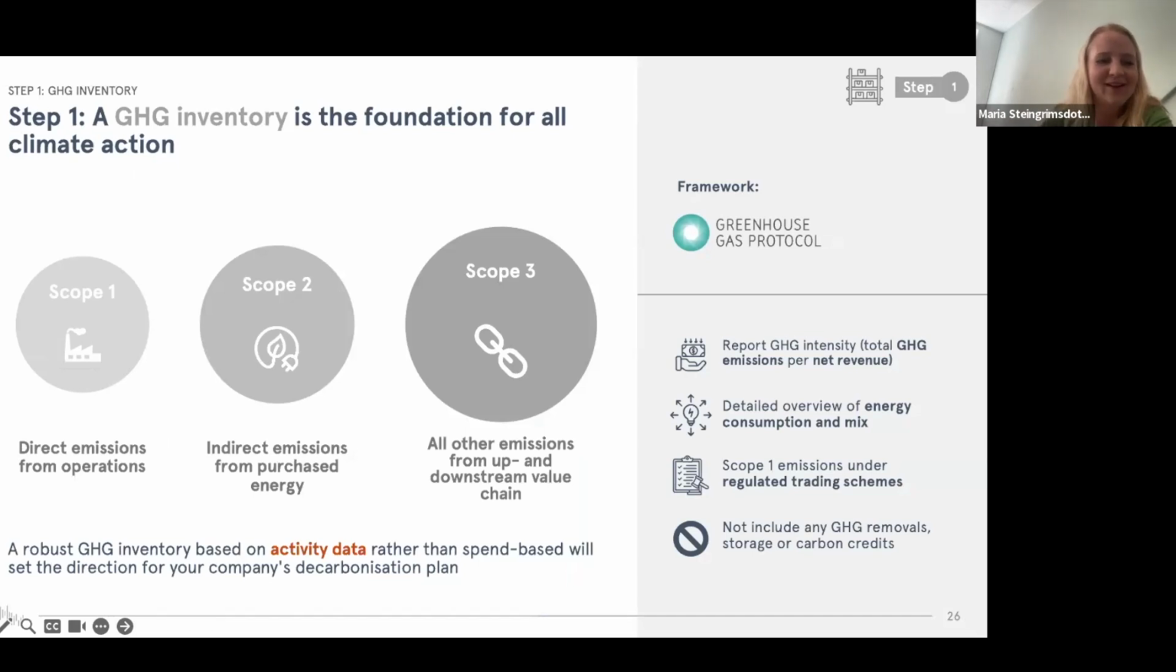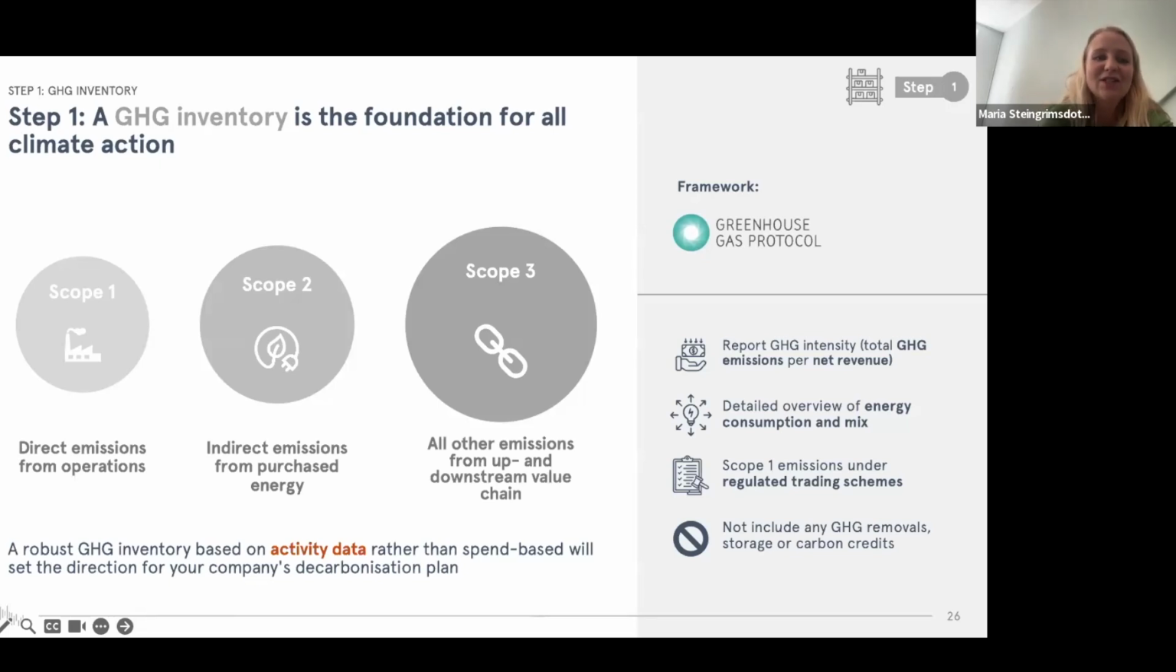So the first step here is about understanding your emission sources, and that is, of course, the foundation to any climate action. You need to understand where your emissions come from in order to be able to do something about them. And therefore, of course, the first step is to create a comprehensive greenhouse gas inventory where you calculate CO2 emissions from the company's activity.